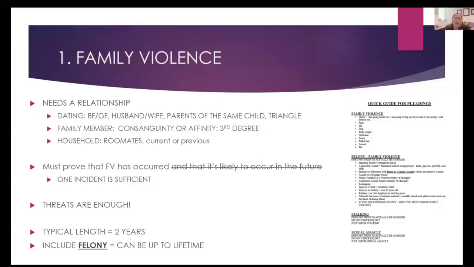And so a lot of people say, well, they're roommates. They don't have any type of relationship. Roommates or household members can obtain a protective order under just family violence. Now, as the prior speaker stated, the burden or the standard now is just has to prove that family violence has occurred. Prior to September 2023, we had that additional prong that we had to prove that it was likely to occur in the future.